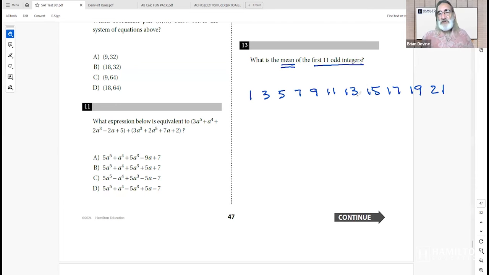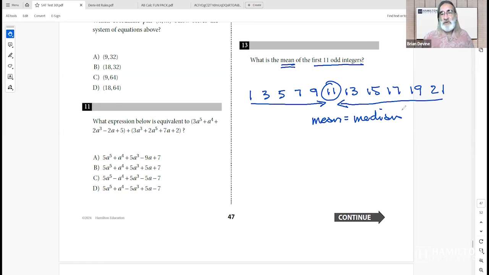Well, that's easy to do, but here's a fact. If we look at an arithmetic sequence, and this is because the common difference is 2, here's a neat thing: the mean of an arithmetic sequence is equal to the median of an arithmetic sequence. And the number in the middle here is 11. I go in to the 6th one this way or the 6th one that way, the one that's physically in the middle. And so 11 is the answer.